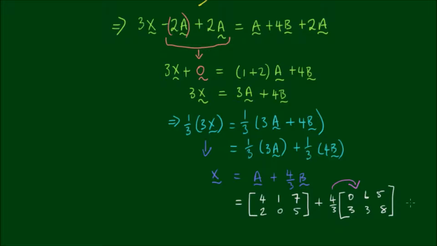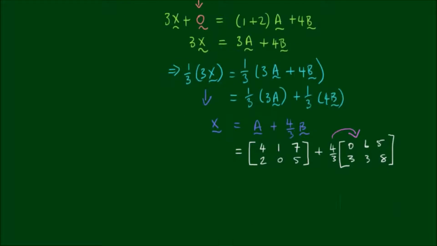So let's scalar multiply matrix B first. So we have 4/3 times 0 equals 0. 6 times 4/3 is equal to 8. 4/3 times 5 is equal to 20 over 3. 4/3 times 3 is equal to 4. 4/3 times 3 equals 4 again. And 4/3 times 8 is equal to 32 over 3. So we copy down the matrix A.